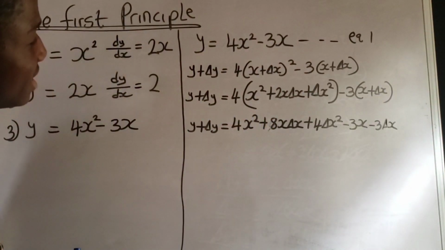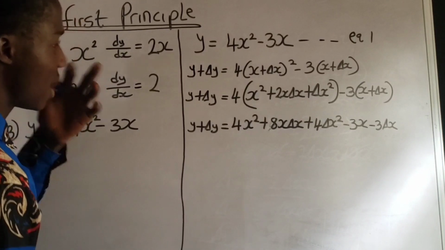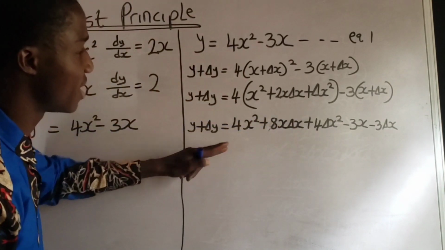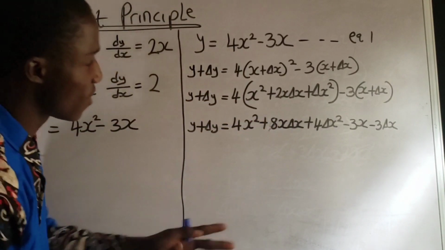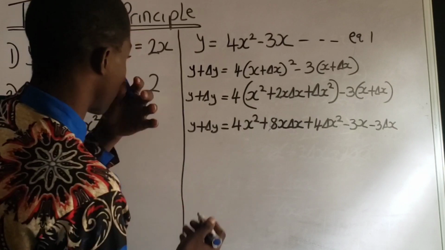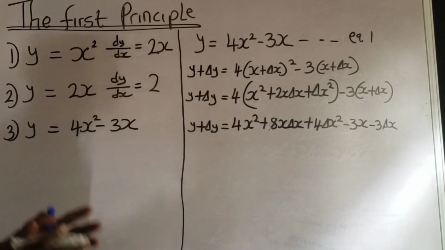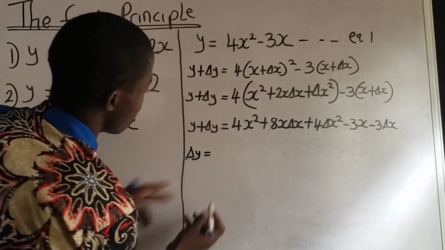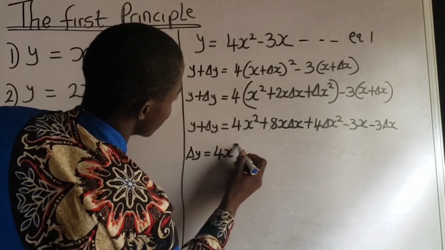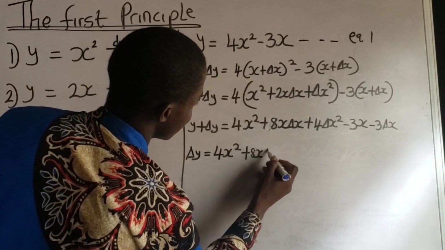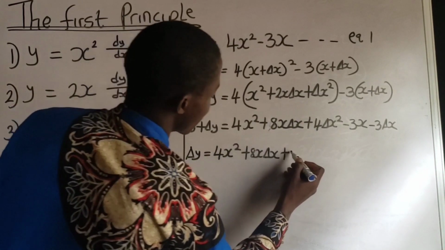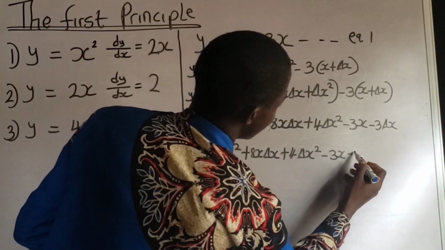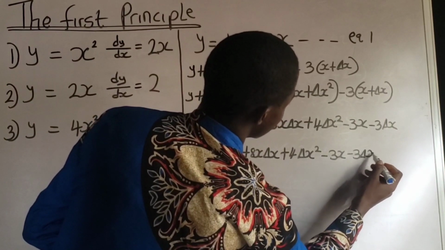So having expanded the bracket, now you look at all the values that you have here. Is there anyone that is similar that you can add? Of course, there is none. So the next step is to make delta y the subject of the relation. So I'm going to have delta y is equal to 4x squared plus 8x delta x plus 4 delta x squared minus 3x minus 3 delta x.